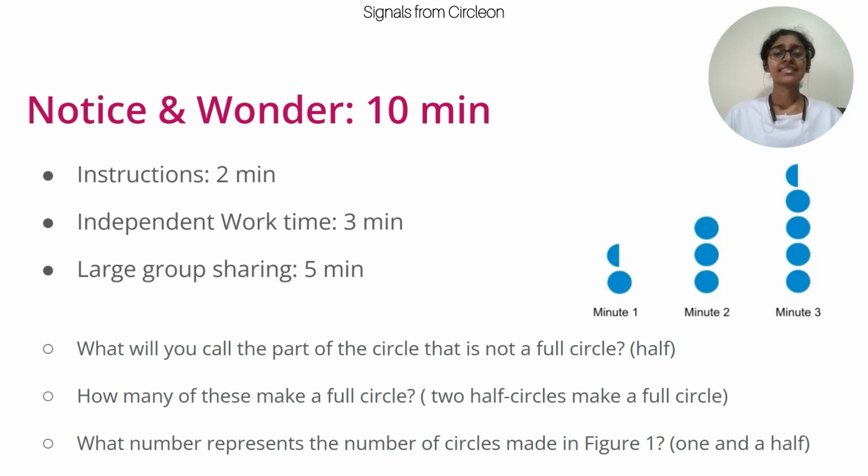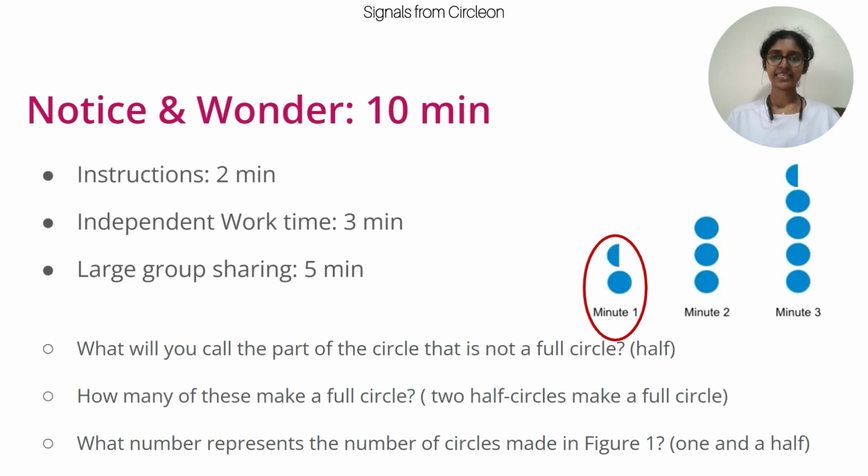So let's take the example of figure 1 here. How will we describe the number of circles in figure 1? There is one full circle and a half circle. That means 1.5 circles are there in minute 1. We do this to ensure that the students understand how to describe the pattern or the signal. And by the end of this notice and wonder routine, we establish that the number of circles in the signals is increasing every minute.